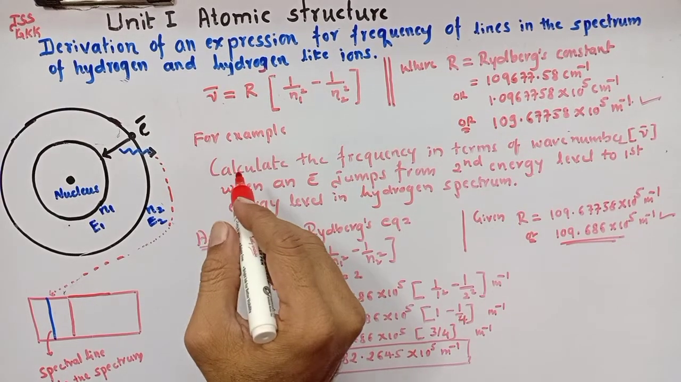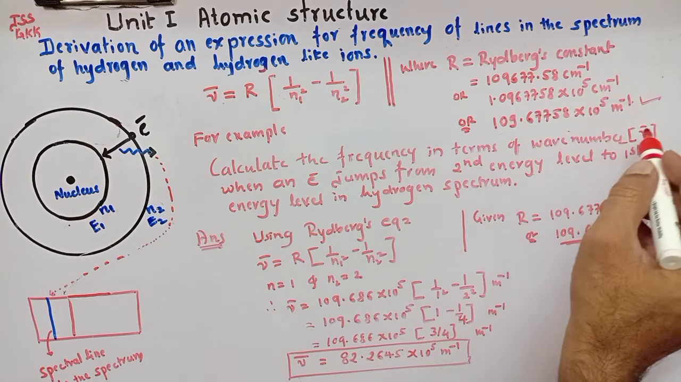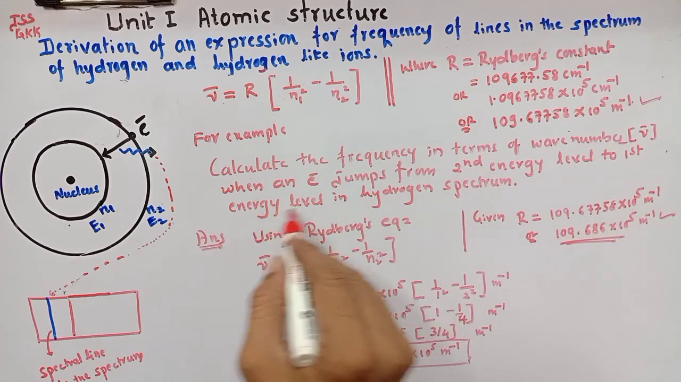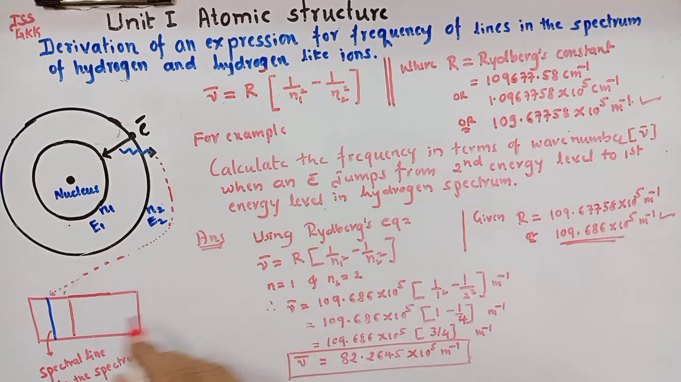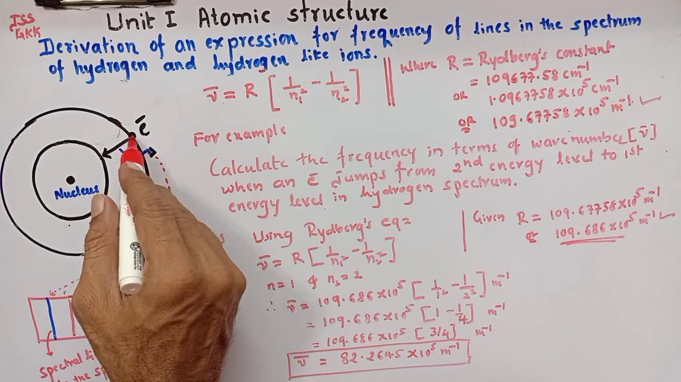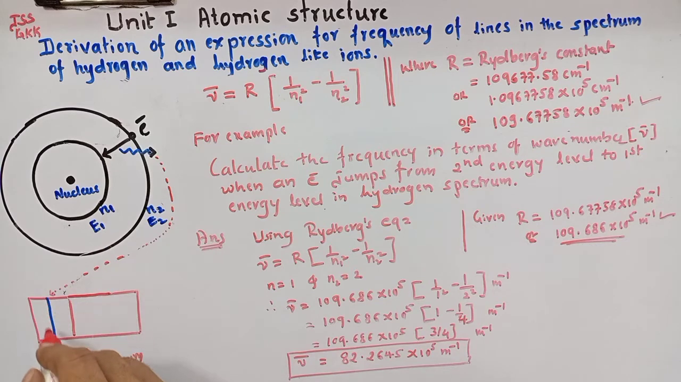Let us take one more example. Calculate the frequency in terms of wave number, that is nu bar, when an electron jumps from second energy level to first energy level in the hydrogen spectrum. If you consider this one as a hydrogen spectrum, this is the first line. So that means when an electron jumps from second energy level to first energy level, there will be appearance of the spectral line. Now find out the spectral line frequency here.